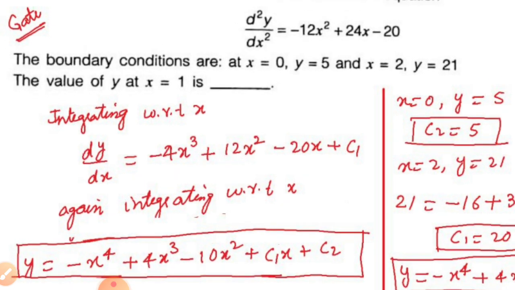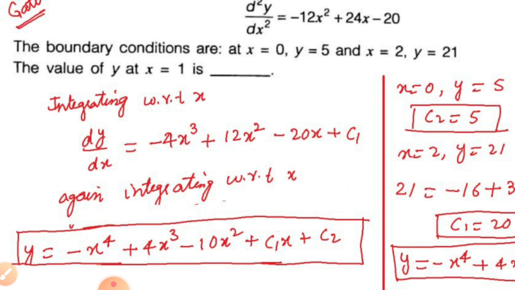If we integrate this, we will find that dy by dx equals minus 12x square will integrate to minus 4x cube, 24x will integrate to 12x square, and minus 20 will integrate to minus 20x, and we will put a constant of integration as c1.